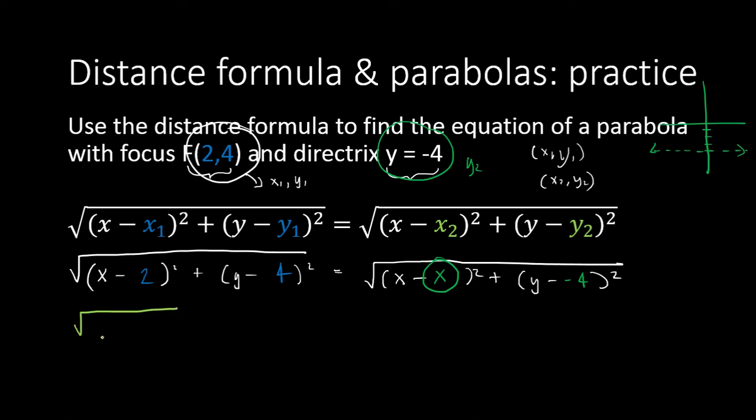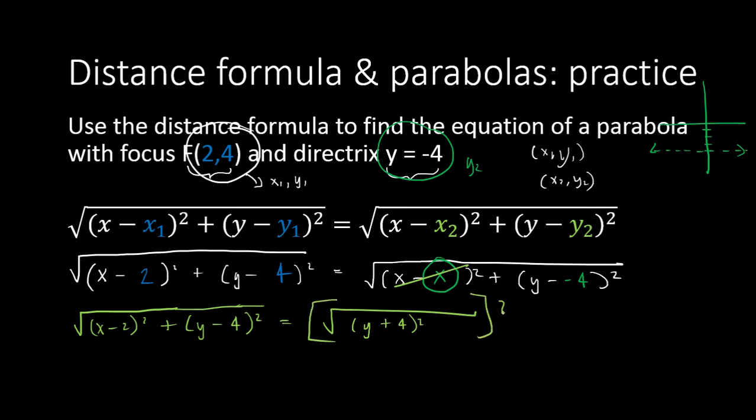So this left-hand side looks fine as it is. So I've got (x minus 2) squared plus (y minus 4) squared equals, notice that x minus x is just 0, so that term cancels out, and then I get y minus a negative 4, so (y plus 4) squared. Okay, continuing on. I can't really solve further until I get rid of these square roots, so I am going to square both sides of this equation.